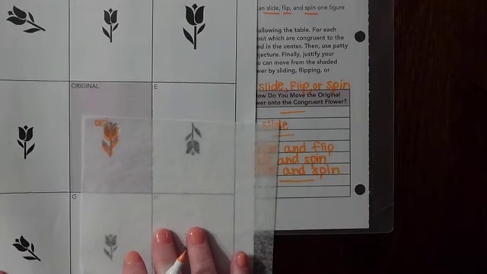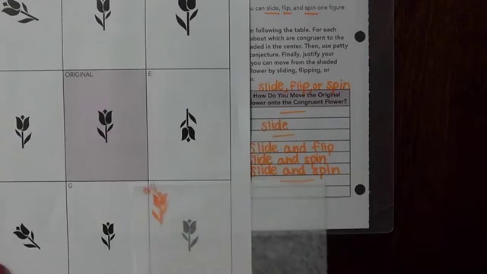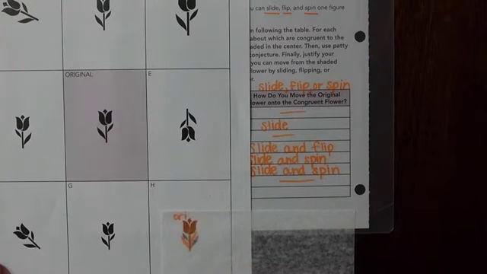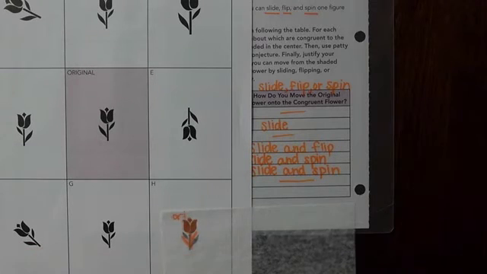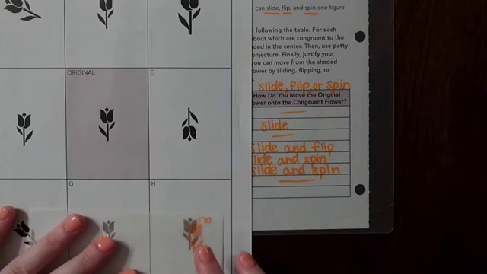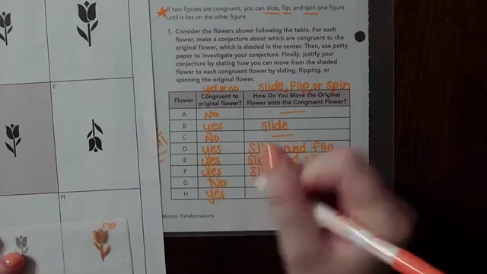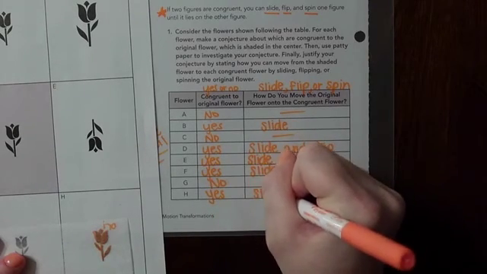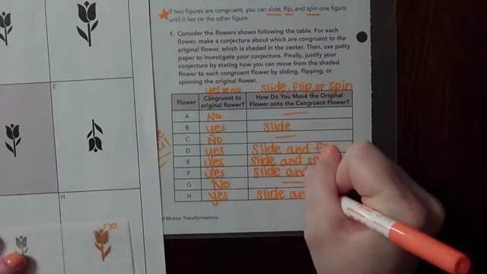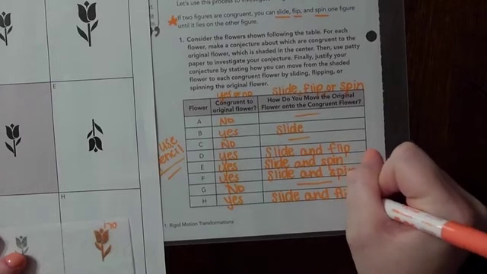All right, go back to the original. Now let's just try sliding. Oops, that didn't work. So notice the leaves are on the opposite sides, so let's flip again. Oh, yep, that's it. So yes, and it was a slide and flip.